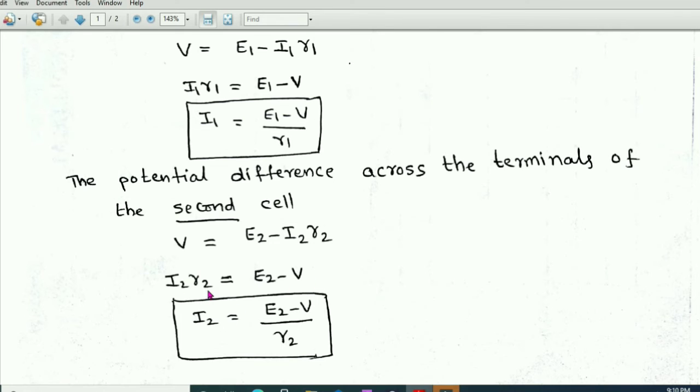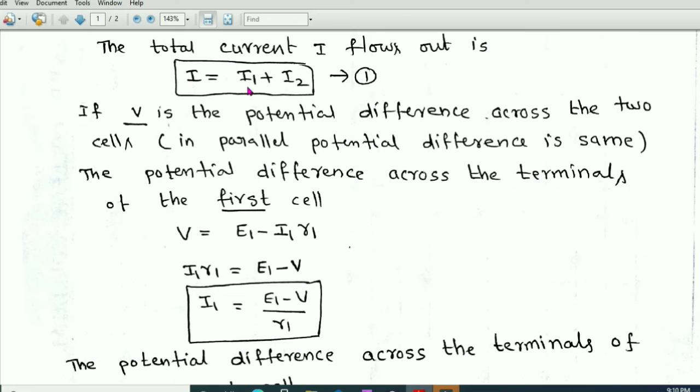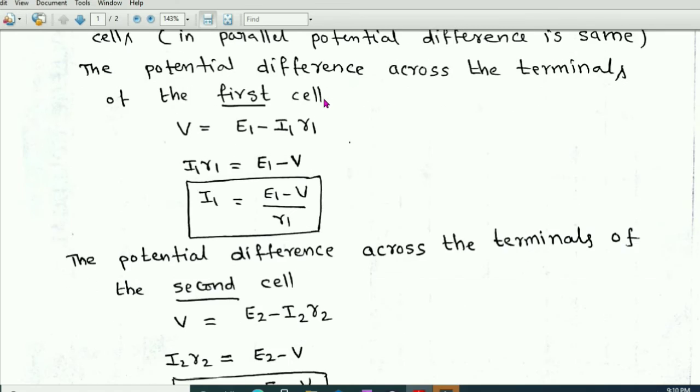So we have to solve this for I2, because here we got I1 and I2 is equal to (E2 - V)/R2. If you take this R2 to this side, it gives (E2 - V)/R2. This is I2. I1 and I2 values we got. Here the total current I is equal to I1 plus I2, the expression.